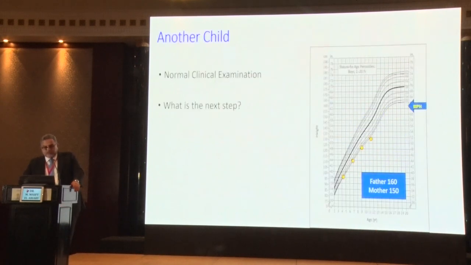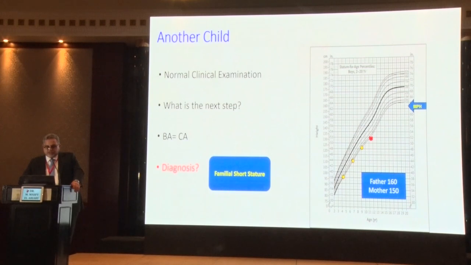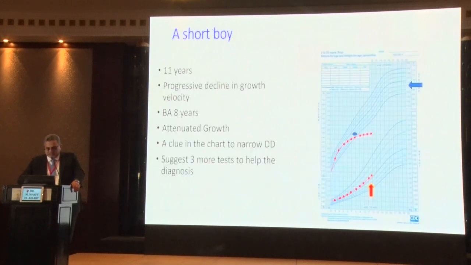Right, another child, normal clinical examination. Father 160, mother 150. What's the next step? Bone age, okay. A bone age equals a chronological age. And look at the mid-parental height. It's under the third centile. So the diagnosis is familial short stature. What are we going to do with these children? We can talk about this at the end.